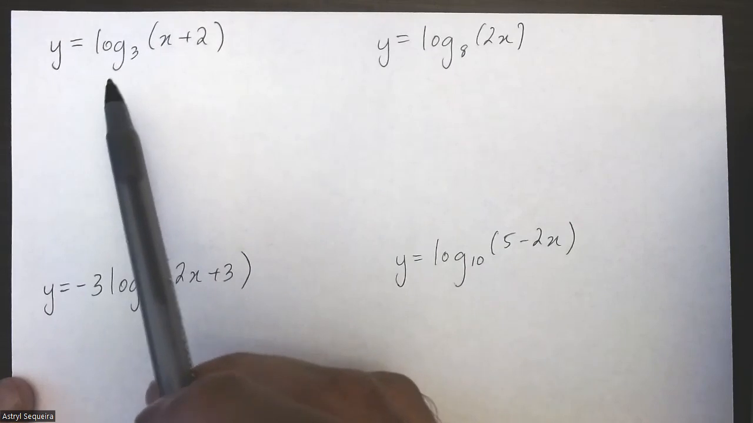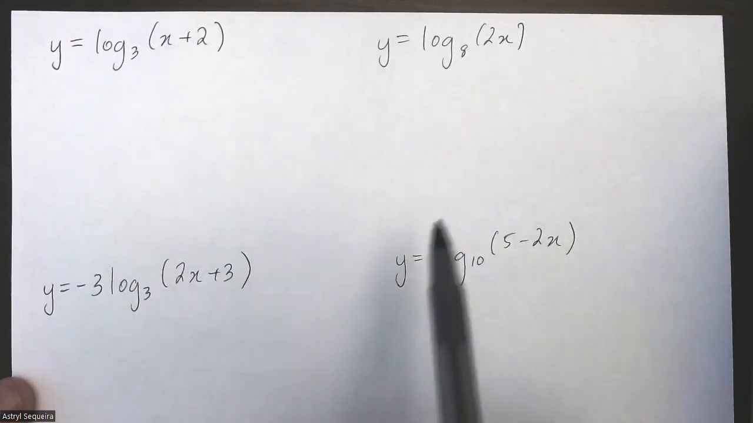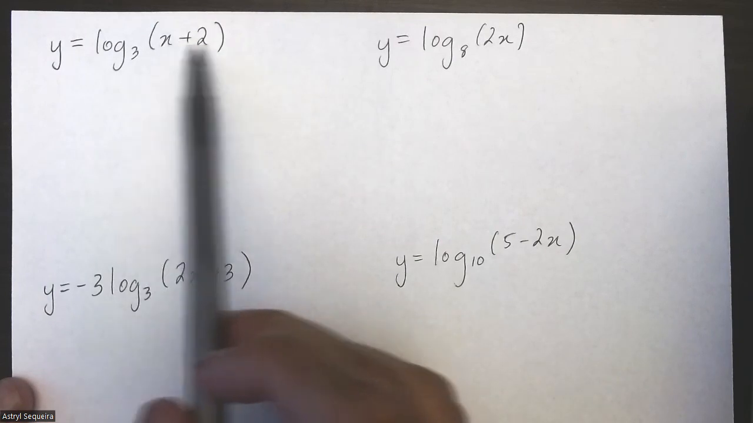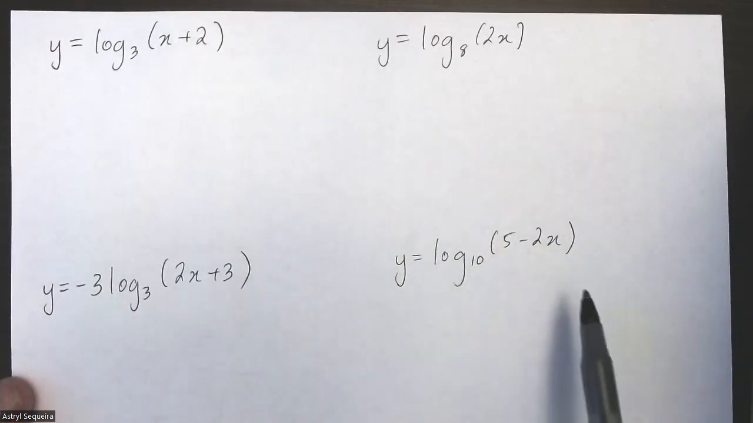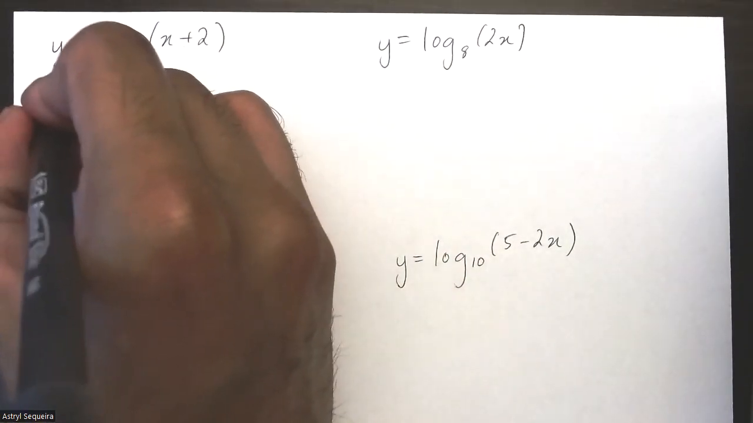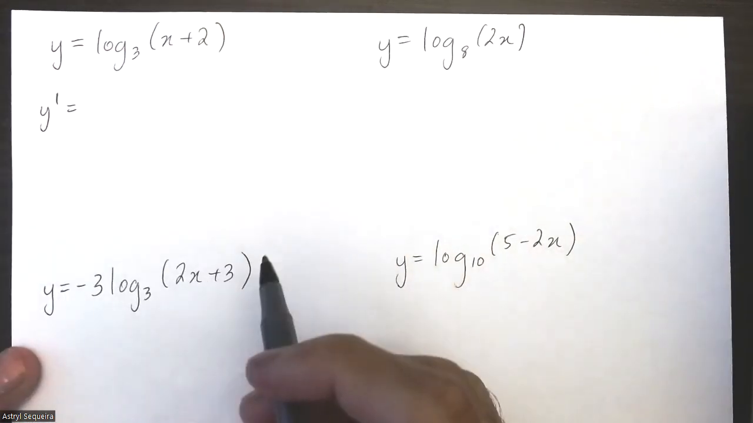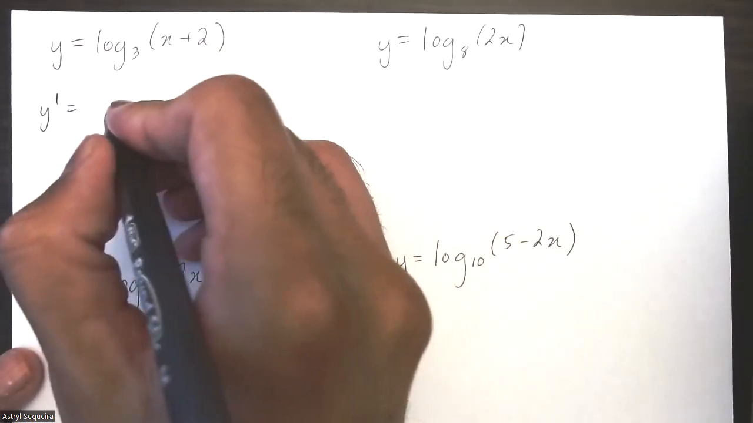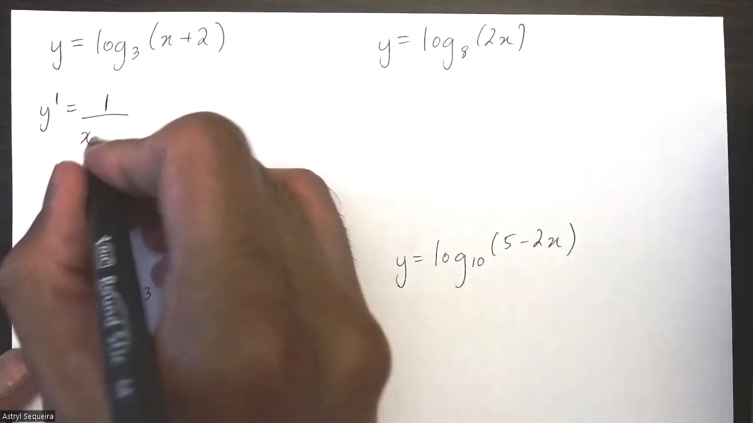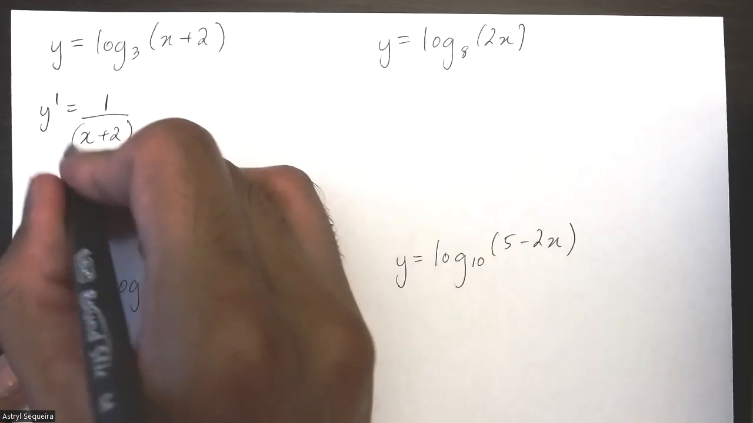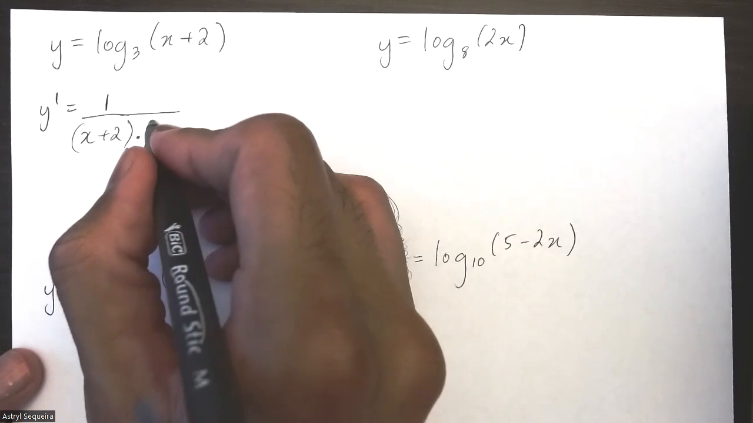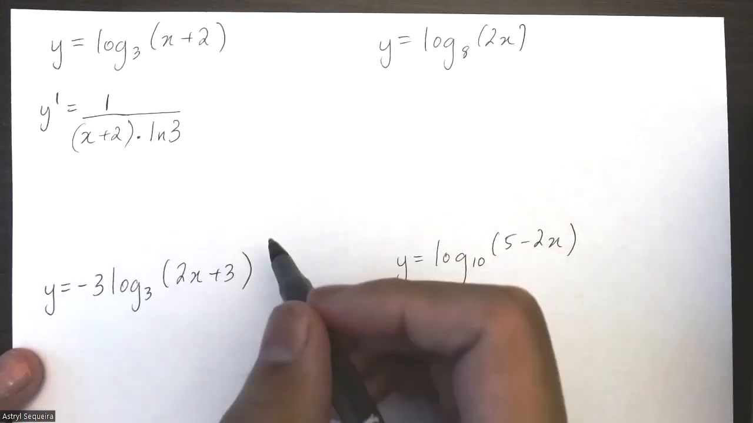All right, for these questions we want to derive all of these log functions using our chain rule, because as you notice, these are all composite functions. When deriving a log function, it's very similar to ln: we switch it to 1 over whatever's inside the bracket, and we also multiply the denominator by ln of the base. In this case, it's going to be ln 3.